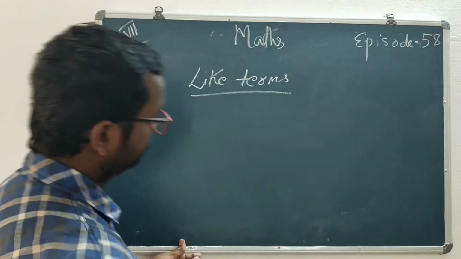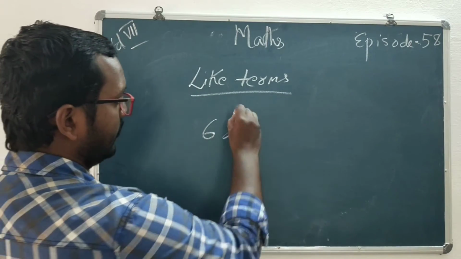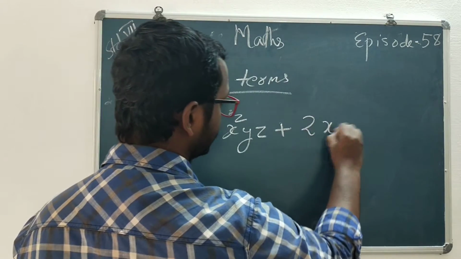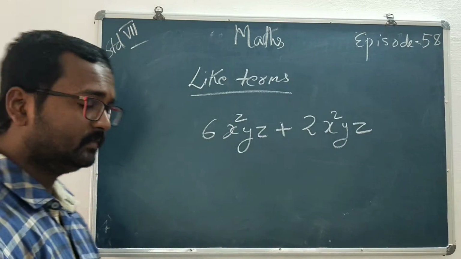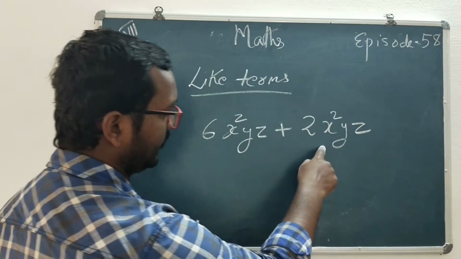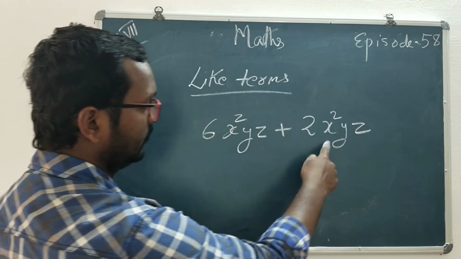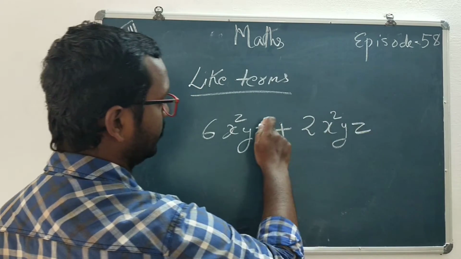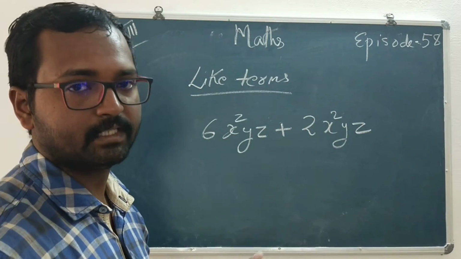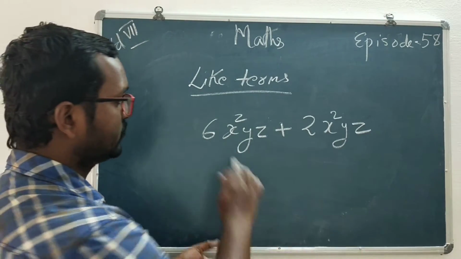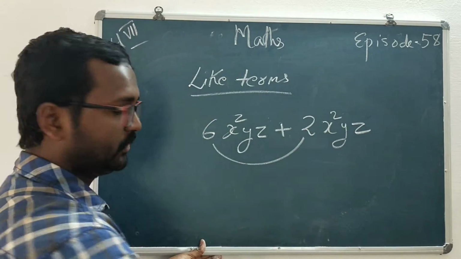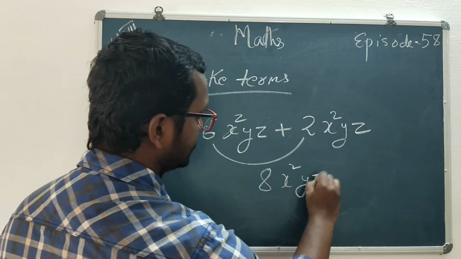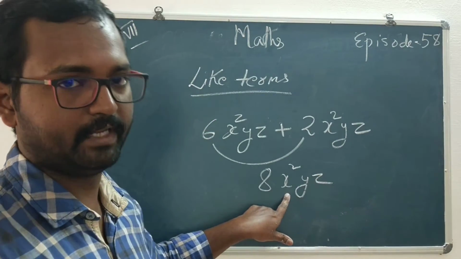Okay, now let us look here. 6x square y z plus 2x square y z. Now look at the variables x, y, z. Look at the power: x square, y power 1, z power 1. Okay, so these two are completely like terms. So when they are like terms, we can do addition. So 6 plus 2 is how much? 8. Then you have to write x square, y and z. There should be no change in the variable.